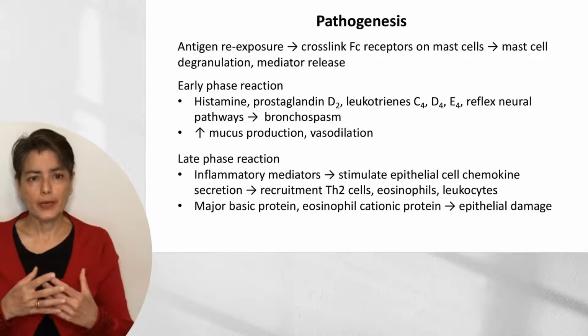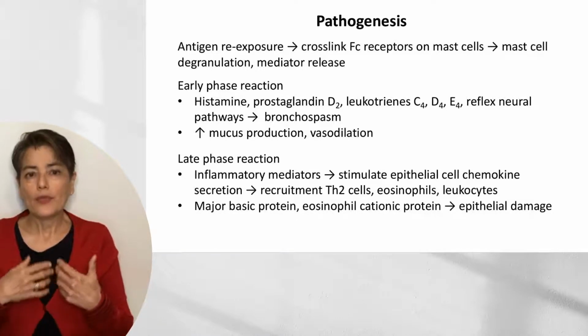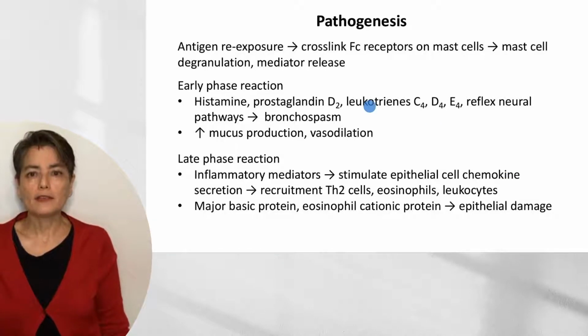So once you have a patient who's already sensitized for asthma, when they next are exposed to that antigen, we're going to get cross-linking of the Fc receptors on mast cells by those abundant IgE antibodies. The mast cells are going to degranulate, there will be release of mediators, and we're going to get two phases, an early phase reaction and a late phase reaction.